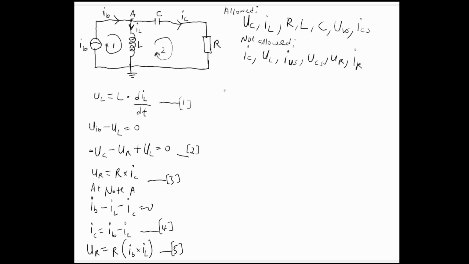We can substitute equation 5 into equation 2. And so: minus UC minus R times the bracket of IB minus IL, plus the voltage across the inductor is equal to 0.